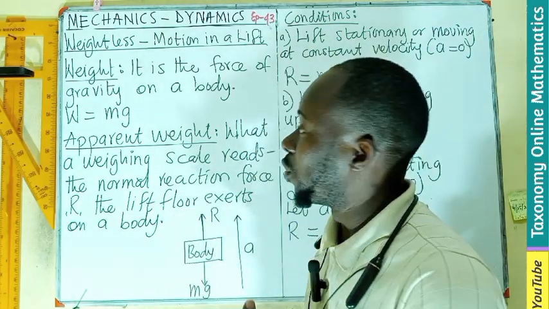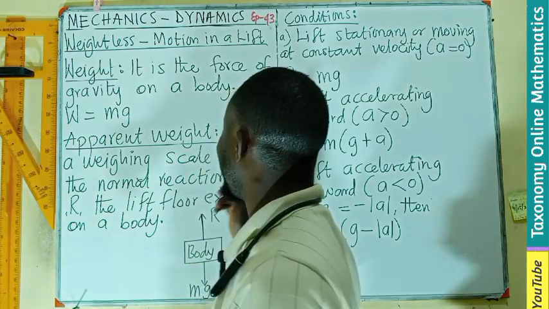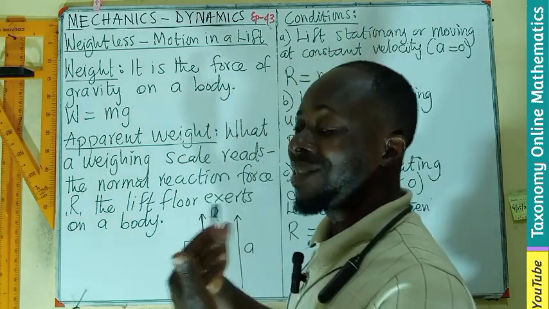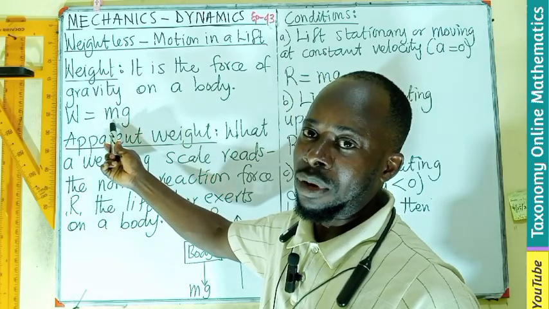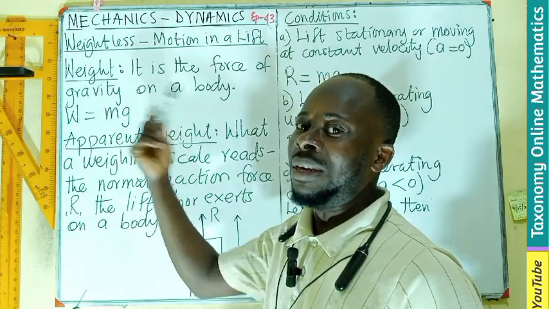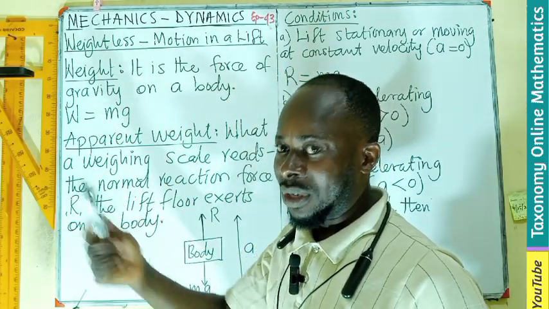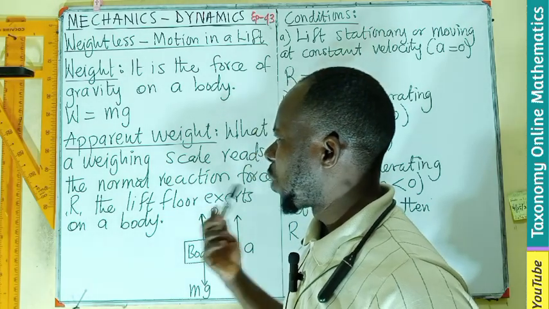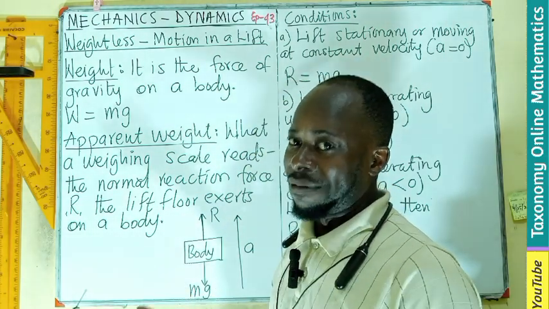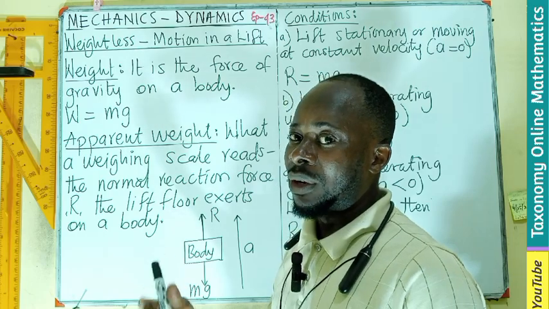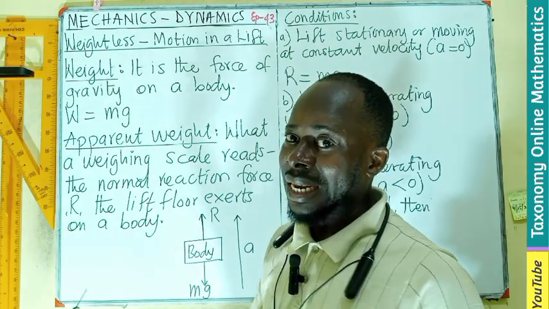Already, as a recap, we know that the weight of a body is just the force of gravity acting on that body. So basically, the weight is just the mass of the body times what? Gravity. Acceleration due to gravity. Now, we also have what we call apparent weight, if we are dealing with motion or weightlessness in a lift.